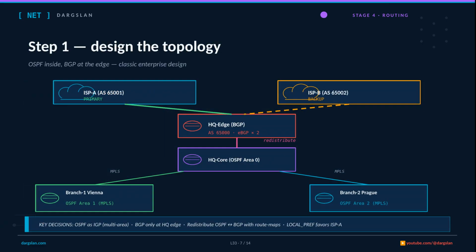And here's the topology that answers those decisions. OSPF on the inside, BGP only where it needs to be, right at the edge. Headquarters core sits in Area 0. The 2 branches hang off as Area 1 and Area 2 over MPLS, and HQ Edge speaks eBGP to both ISPs from AS65000. The redistribution line between Edge and Core is where the 2 worlds meet, and where route maps and local pref will quietly do the heavy lifting to keep ISPA primary and ISPB warm in the wings.